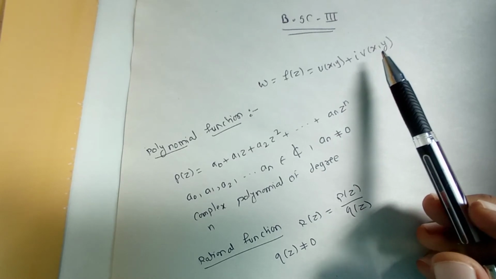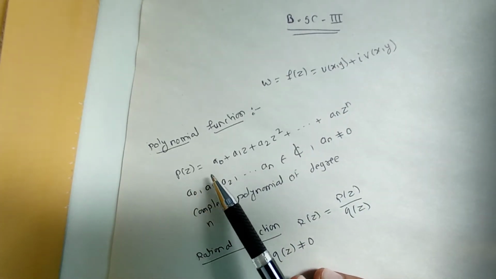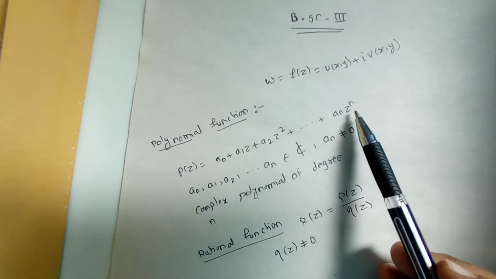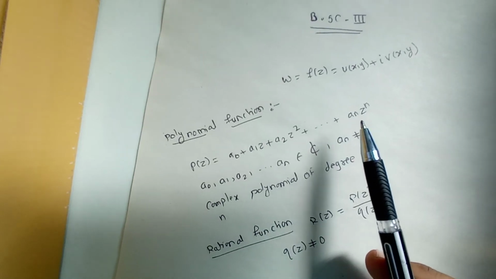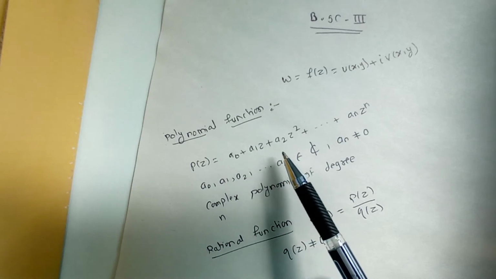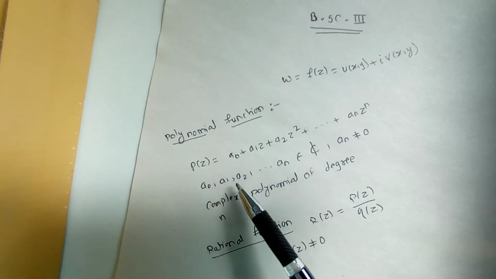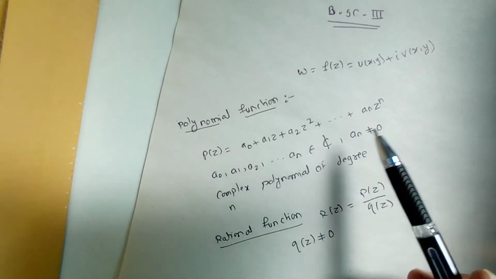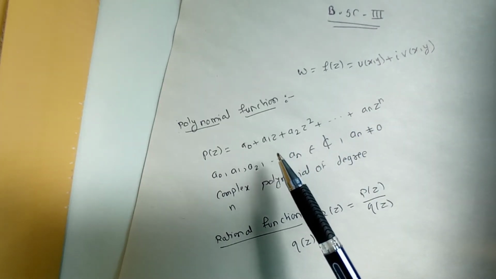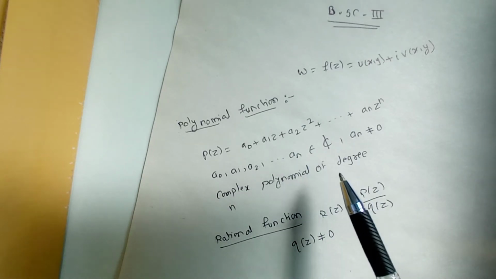Now today we are going to discuss what is meant by a polynomial function. A polynomial function is generally denoted by p(z) = a0 + a1 z + a2 z² + ... + an zⁿ, where z is any complex number and a0, a1, a2, ..., an are constant coefficients belonging to C, and an is not equal to 0. If an is not equal to 0, then we call p(z) a polynomial of degree n. So this is about the polynomial function.